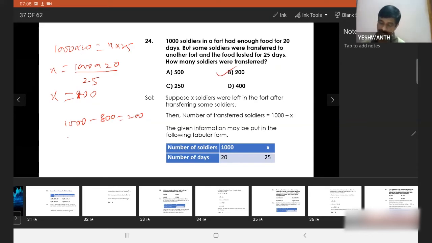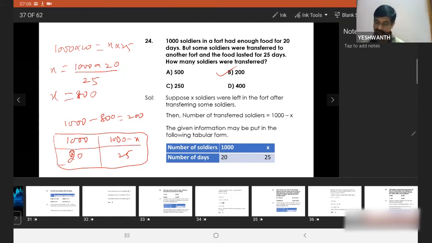Now you can do the same question in another way also. Look at this. For 1,000 soldiers, it is lasting for 20 days. If I say X soldiers were transferred, the leftover soldiers are 1,000 minus X, and for them it is 25 days. So again, product. Ultimately it's the same, isn't it? 1,000 minus X you are taking. So the number of soldiers that were transferred is 200. Please note it fast.